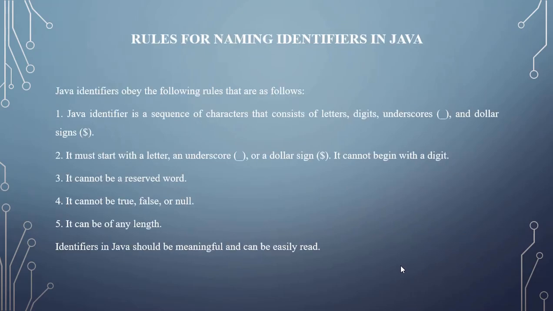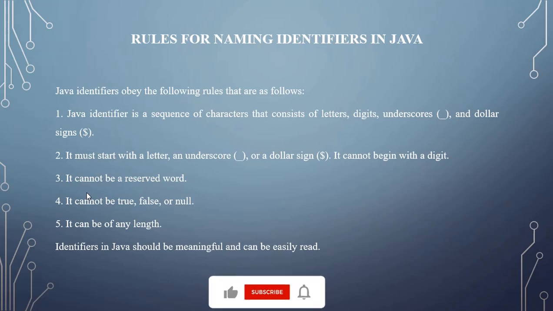And what are the rules for naming identifiers? A Java identifier is a sequence of characters that consist of letters A to Z, capital or small, digits 0 to 9, underscores, and dollar signs. The second rule, it must start with a letter, underscore, or a dollar sign. It cannot begin with a digit. And the third rule is, it cannot be reserved words. Already we have discussed the keywords or reserved words. Keywords have predefined meaning.